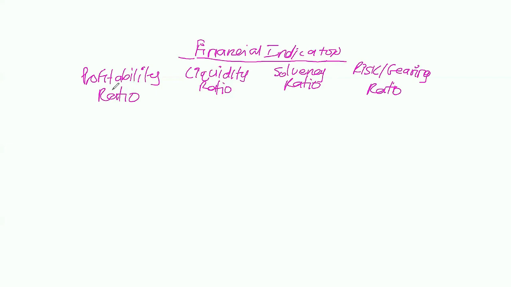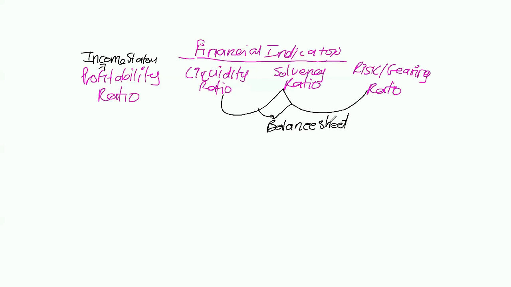Right. So now before listing, check our profitability ratios. In most cases, our profitability ratios, you will find them under the income statement. And then those three, 1, 2, 3, are under what? They are under our balance sheet.